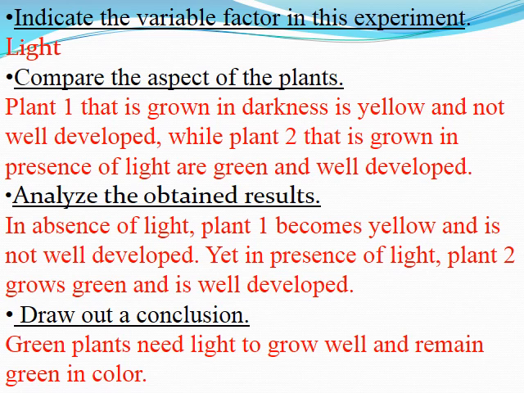Can you analyze? In the absence of light, plant 1 becomes yellow and is not well developed, yet in the presence of light, plant 2 grows green and is well developed. What can you conclude here? We can conclude that green plants need light to grow well and remain green in color.